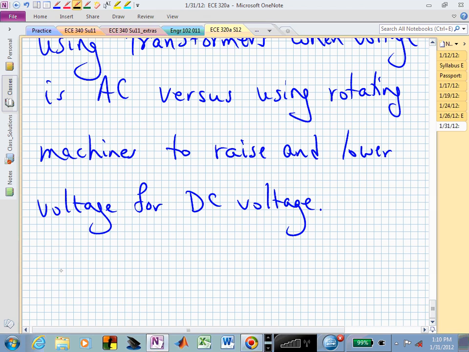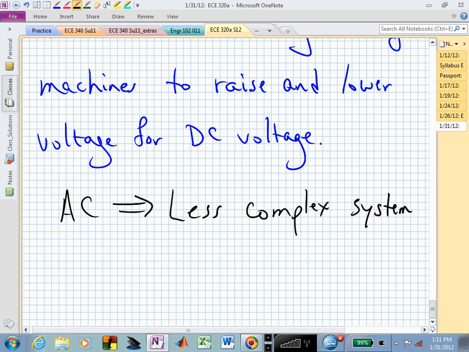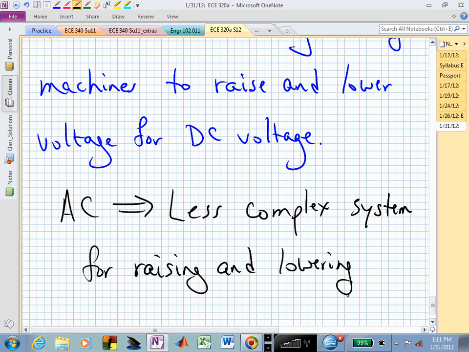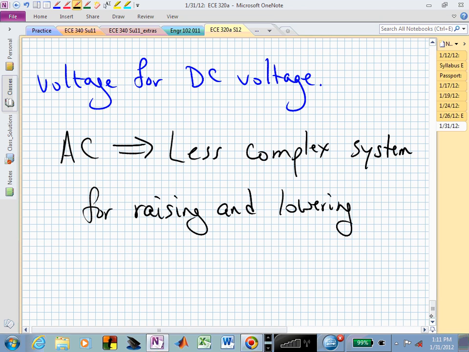Meaning one of the benefits of moving large blocks of power with AC sources is we now have a less complicated system, maybe I shouldn't say that word, because we are going to have complex quantities. We have real and reactive pieces, but we have a less complex system for raising and lowering voltage. That's one benefit.